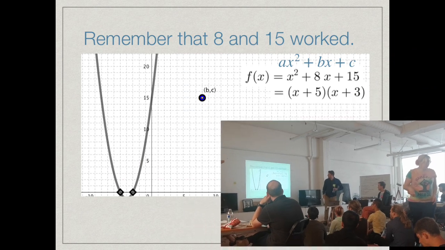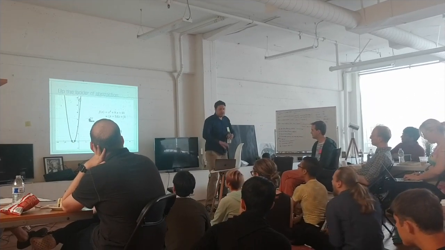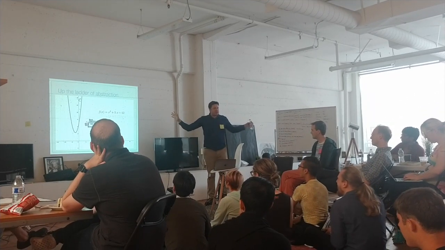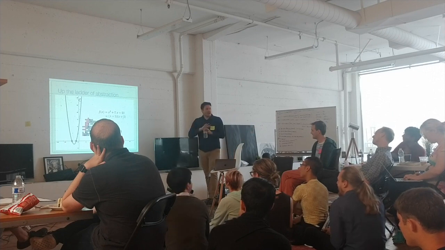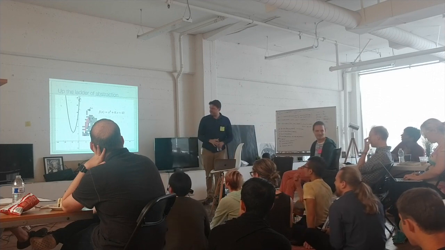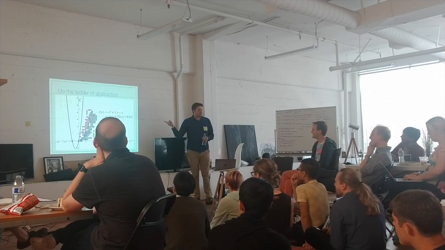I'm just going to remember that this one worked with integers. If B is 8 and C is 15, I'm just going to put a little checkbox at 8, 15. That means there are lots of checkboxes to check then. Which ones work and which ones don't? We can go up the ladder of abstraction and factor every polynomial that you want. The blue ones factor with the integers.